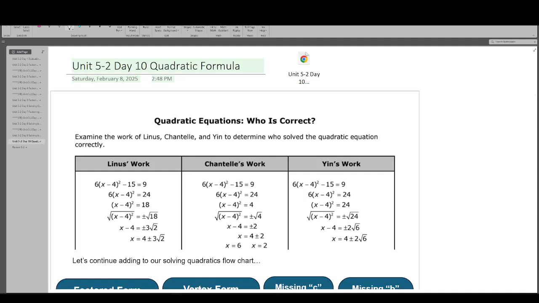Today is our final notes topic for the entire year of Algebra 1, the quadratic formula. We're going to skip over the warm-up. This is looking at completing the square. No, this is looking at solving vertex form to see who solved it correctly. I'll leave that for you to look at.